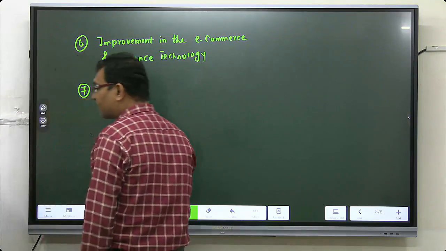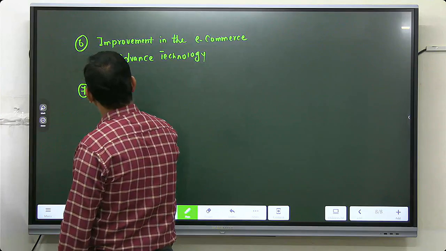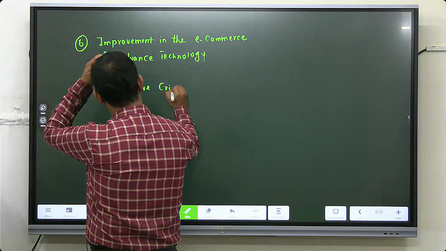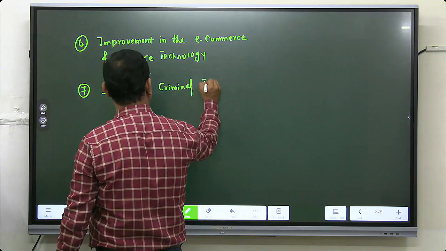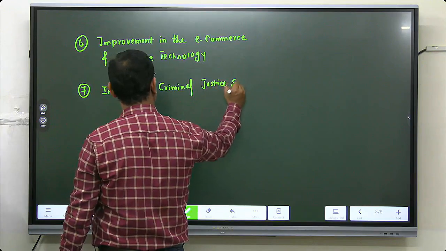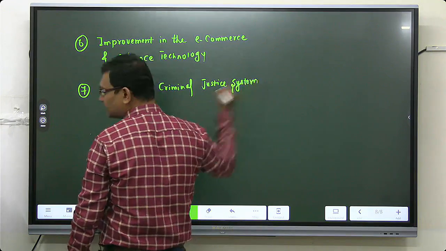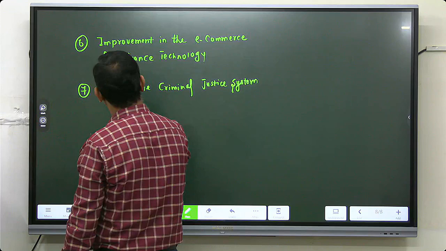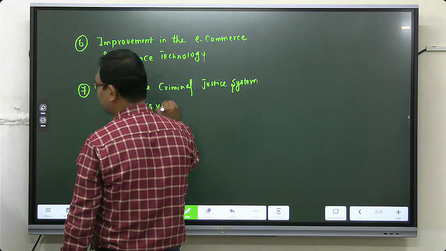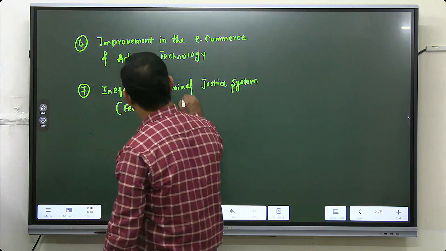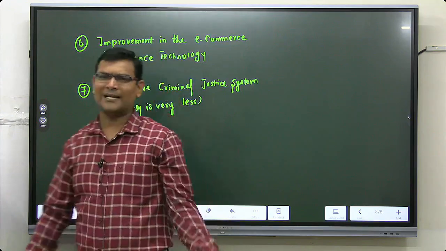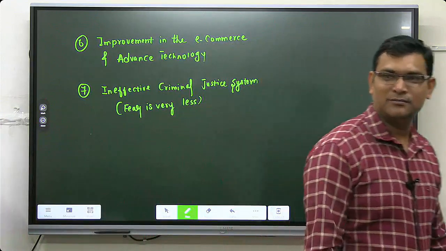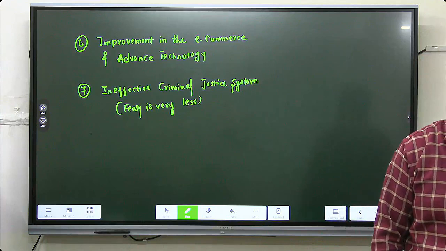Seventh one: ineffective criminal justice system. Ineffective criminal justice system. That means fear of law is very low or less. What will happen? Jail, 5 years, 3 years, I'll go happily, come back, and I'll be a hero. Yes or no? That fear of law is not there.